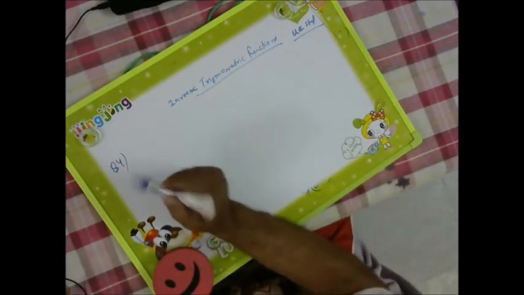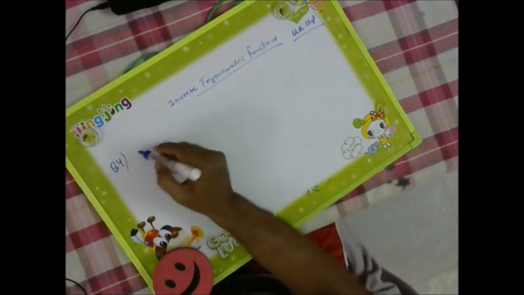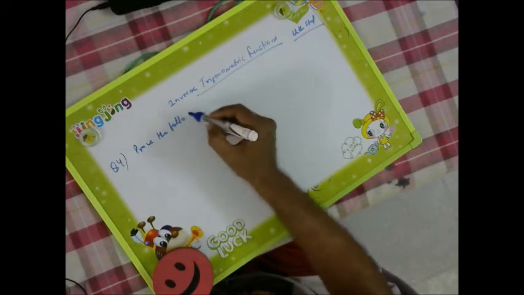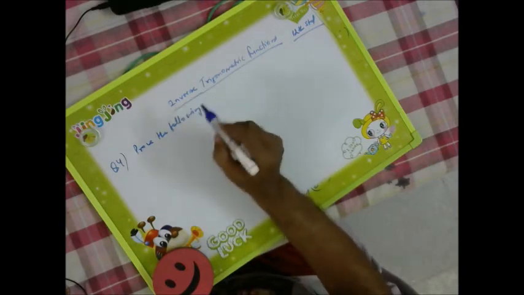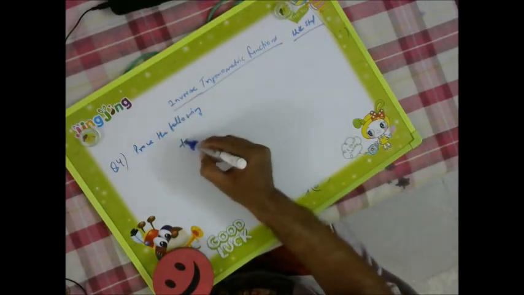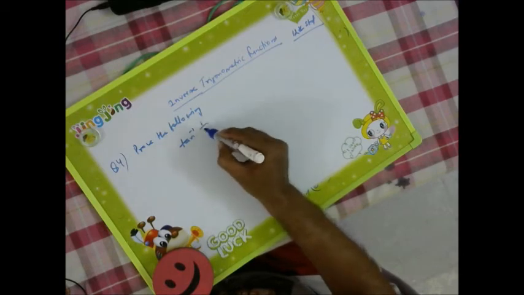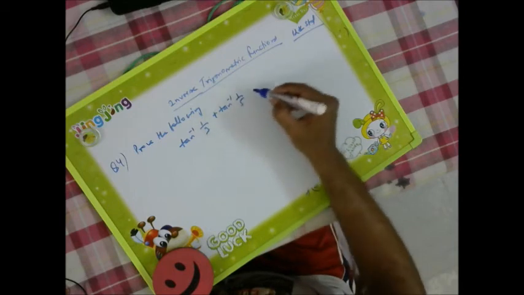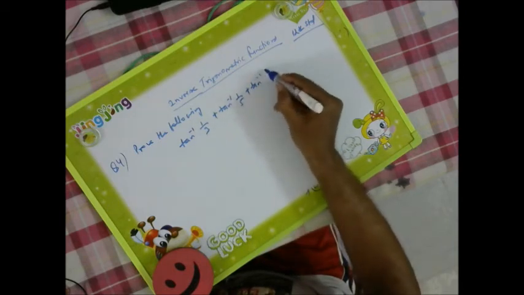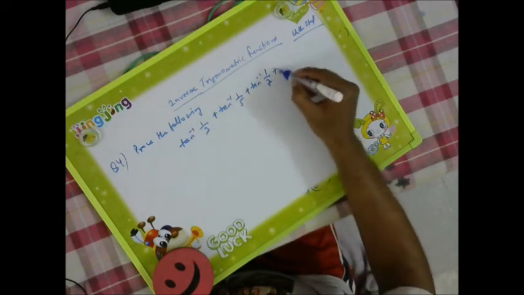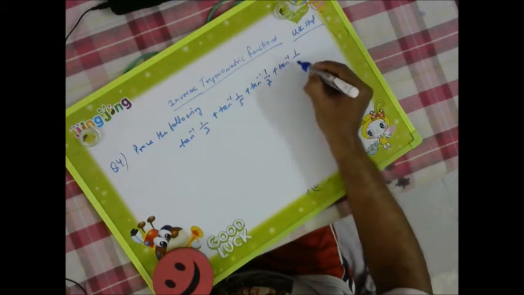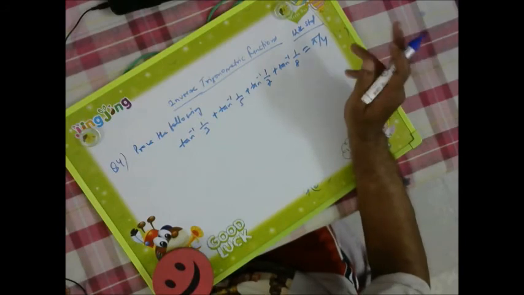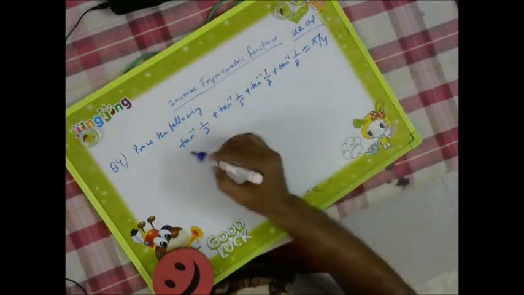Question number 4. With the same formula we are going to utilize now. So prove the following. We are given tan inverse 1 by 3 plus tan inverse 1 by 5 plus tan inverse 1 by 7 plus tan inverse 1 by 8 is equal to pi by 4. We need to prove this one. So already we have studied that formula.